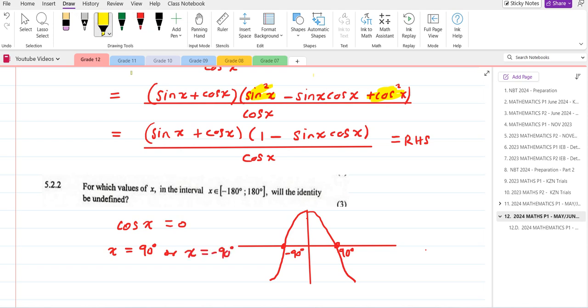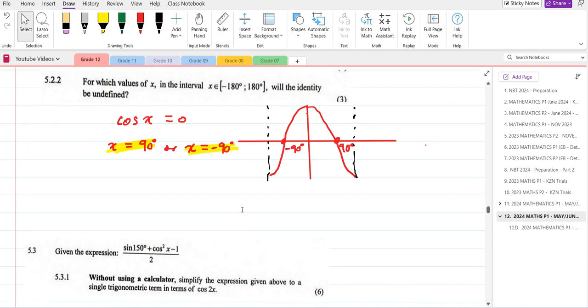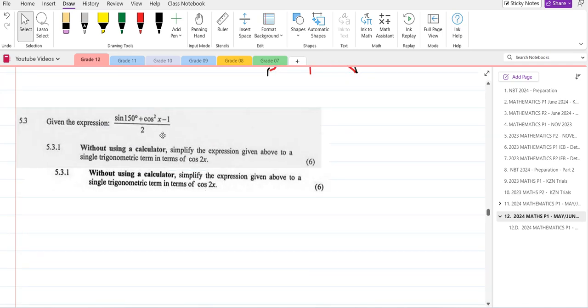I hope you guys understood that, because we only want an answer between minus 180 and 180, and you can see cos x at minus 180 is negative 1. We want 0 because we want undefined. So undefined if x equals 90 or x equals minus 90, because cos of 90 is 0, cos of negative 90 is 0. Even over here, tan x, you can look at the asymptotes of tan, positive and negative 90. Right, so I hope you guys understood that. Let's move on to the next one.